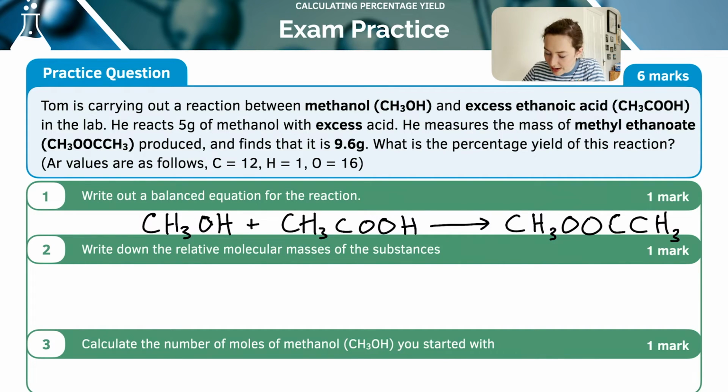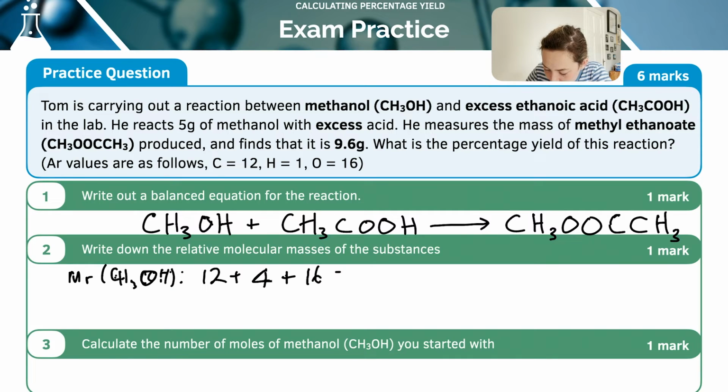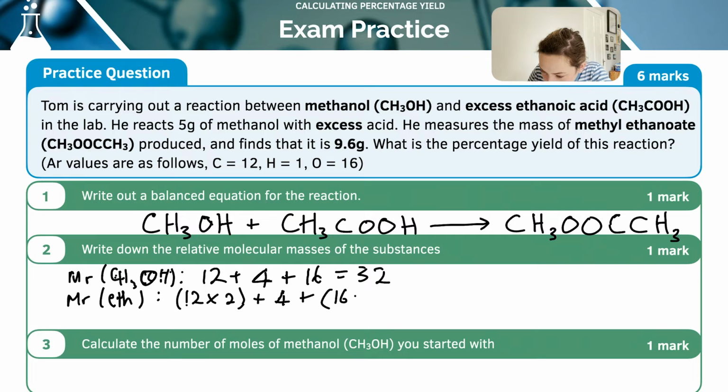Then I'm going to write out the relative molecular masses of the compounds. So my methanol, my CH3OH, is 12 plus 4, because I've got 4 hydrogens. I'm just going to group those all together, plus 16 from the oxygen, so 32. Then I've got my Mr of my ethanoic acid. I'm going to put EF because otherwise I'm going to spend ages writing that out. 12 times 2, so I've got 2 carbons, plus 4, because I've got 4 hydrogens, plus 16 times 2, because I've got 2 oxygens, and that is 60.